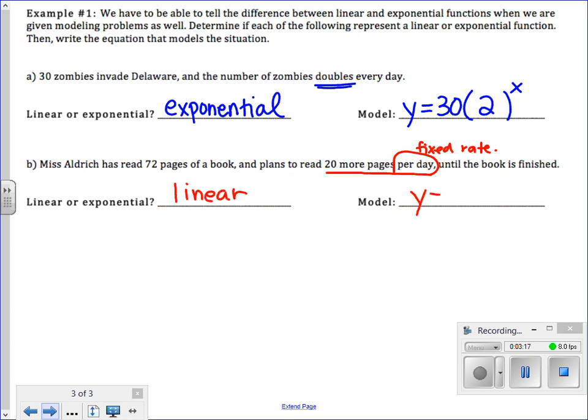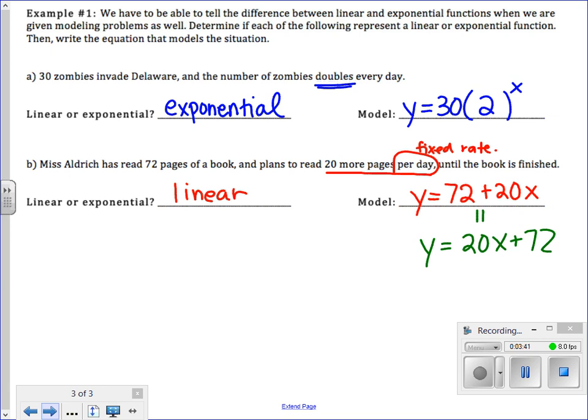The model here is going to be y equals. Now, 72 is the starting amount of book pages I've read, plus 20 more pages per day as a slope. Now, that is exactly the same model as saying y equals 20x plus 72. You can write the 72 in front or after the x, it does not matter.